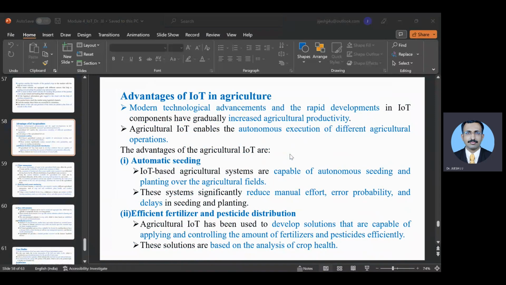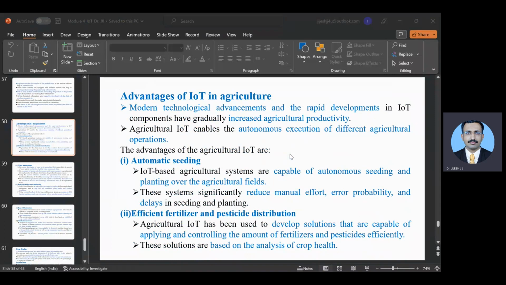What is the second advantage? Efficient fertilizer and pesticide distribution. You know that nobody is going to give you fertilizers and pesticides free of cost, isn't it? You are going to be charged for it, even for water. All these are very precious resources. For example, when the water content required for that land is already met, you have to make sure the valve is closed so that unnecessary flow of water is not there. You can save the resources, and they can be used further.